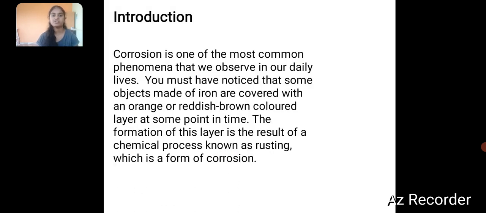Introduction. Corrosion is one of the most common phenomena that we observe in our daily lives. You must have noticed that some objects made of iron are covered with an orange or reddish-brown colored layer. At some point in time, the formation of this layer is the result of the chemical process known as rusting, which forms a corrosion.